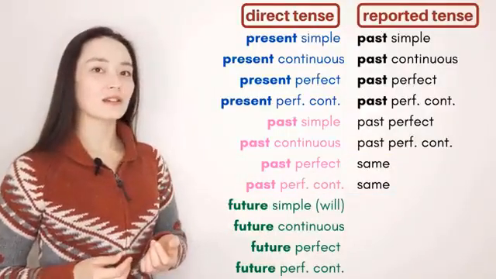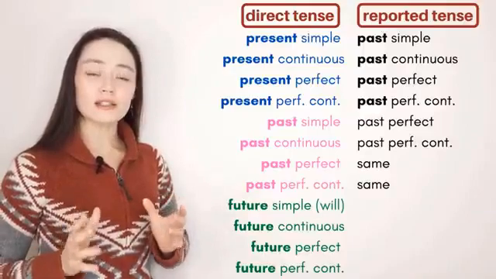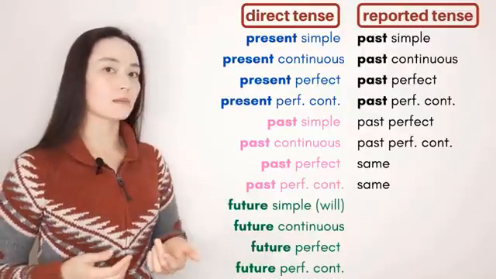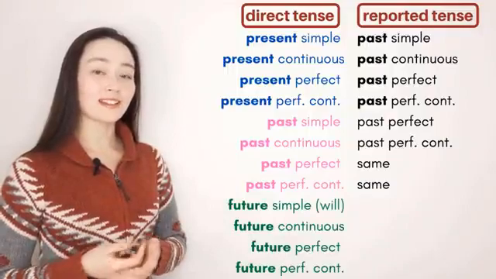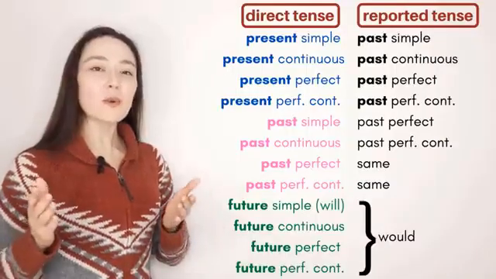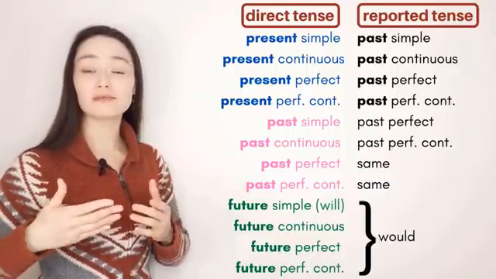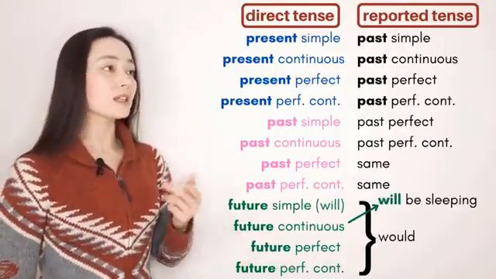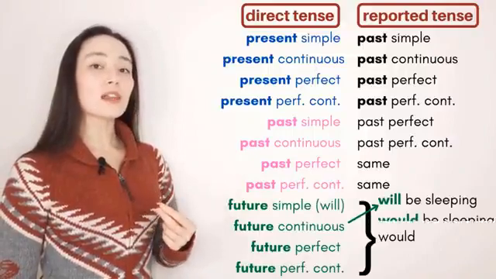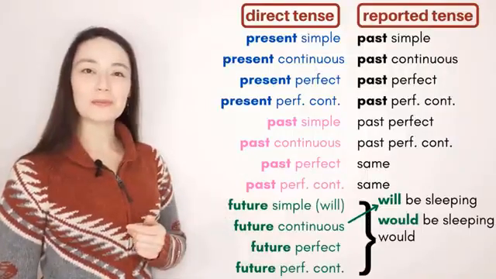Future tenses. All of the future tenses have the verb will in them. What's the past of will? Would. So we need to change that will to would. For example, future continuous, will be sleeping. He told me that he would be sleeping.